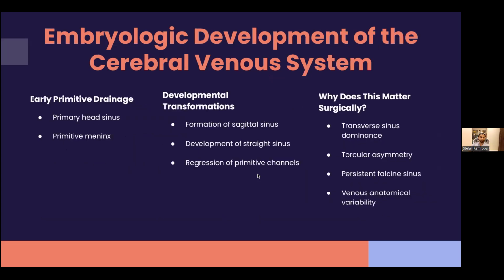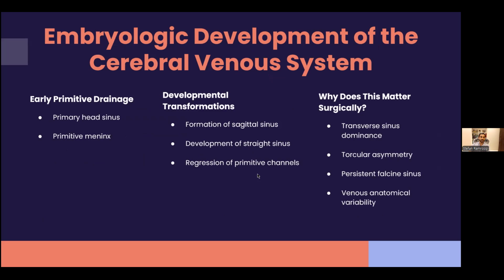Venous anatomy can be more variable than arterial. To understand why, it's important to look at some early embryological development patterns. In early development, the brain is surrounded by a primitive mesenchymal layer called the primitive meninx, and venous drainage at this stage occurs through a longitudinal channel known as the primary head sinus, which runs laterally and posteriorly.